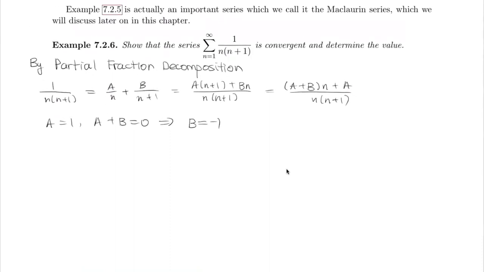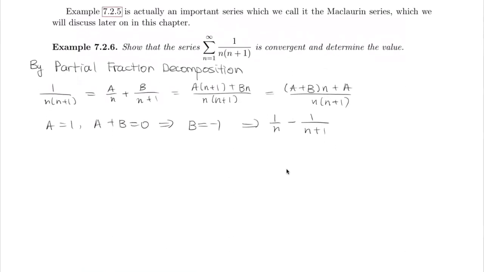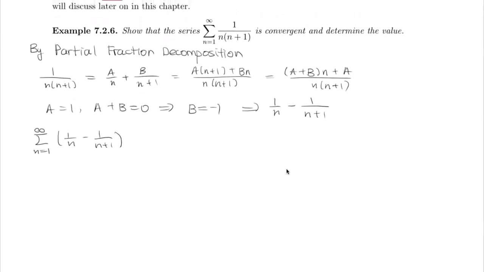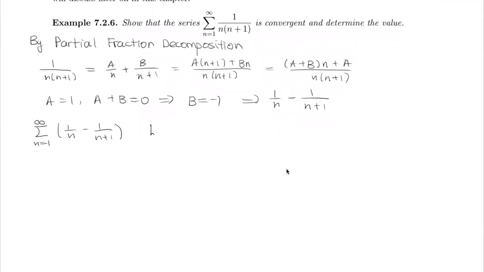So that means I could write this term as 1 divided by n minus 1 divided by n plus 1. Okay, so let's write this inside the series. We have 1 divided by n minus 1 divided by n plus 1. So that's what we have. But now let us consider the nth partial sum.